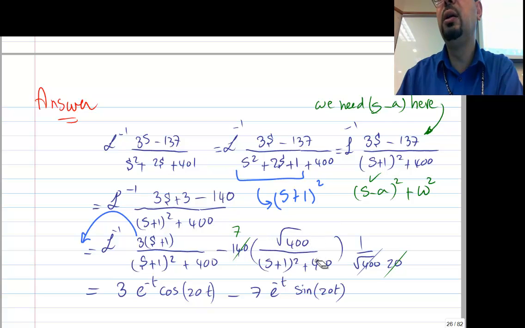Since we have 400 here, if this is omega squared, then we should have omega in the numerator. So the square root of 400, which is 20. You divide the 140 by 20, and you get 7. And again, looking at this, it's s squared plus omega squared, and here there's omega. So that's a sine, but the s plus 1, that's the shift.